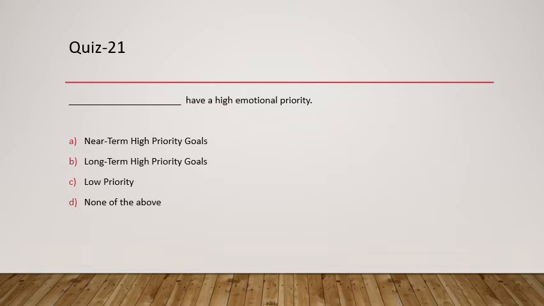21st question: dash dash dash has a high emotional priority. Long-term investments or even medium-term investments are to be achieved over a period of time. But your near-term investments have very high emotional priority. For instance, you have to go out for a vacation, an international trip, or something that you have to buy immediately in the days to come. Near-term high priority goals have an emotional attachment, or emotional priority, so we have to fulfill that on a priority.